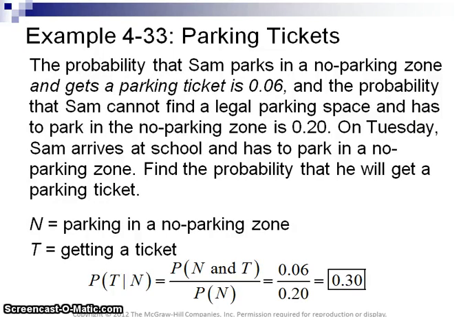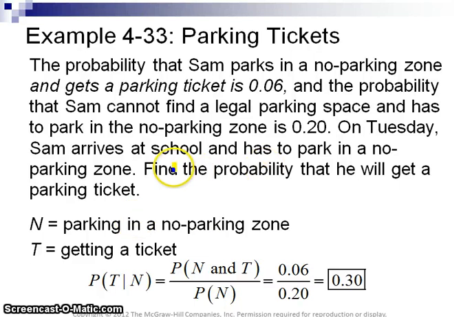Looking at example 433 from your text, it says the probability that Sam parks in a no parking zone and gets a parking ticket is 0.06. And the probability that Sam cannot find a legal parking space and has to park in the no parking zone is 0.20. On Tuesday, Sam arrives at school and has to park in a no parking zone. Find the probability that he will get a parking ticket.